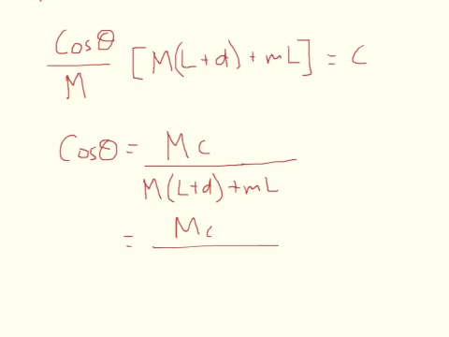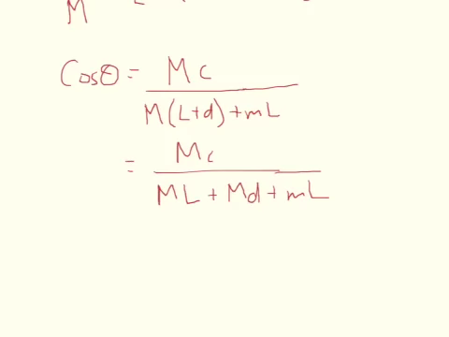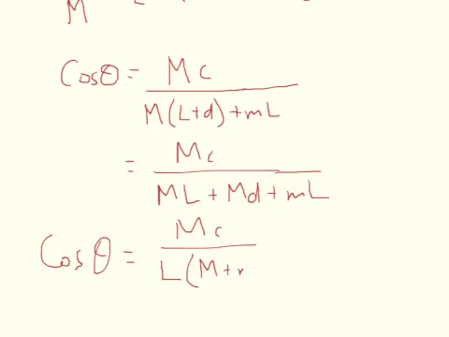Okay, and so let's just do that really quickly. MC over capital ML plus capital MD plus small ml, and you can see we can take L out by itself for these two terms, and we'll end up with cos theta, the last one, equals MC over L times M plus m, plus MD, capital MD. And I think the L might actually be on this side rather than on this side, but that's basically what you're after. And we'll stop before we get to 15 minutes.